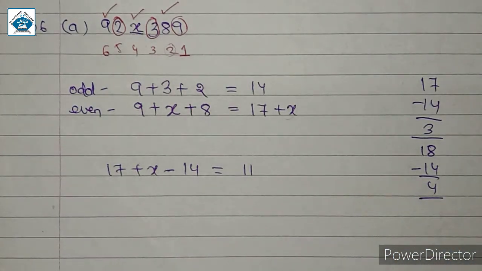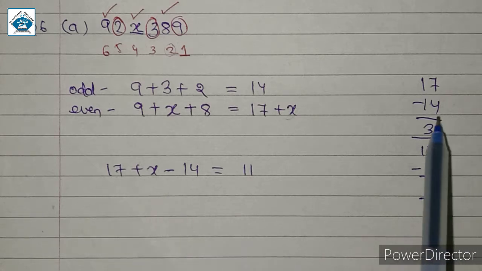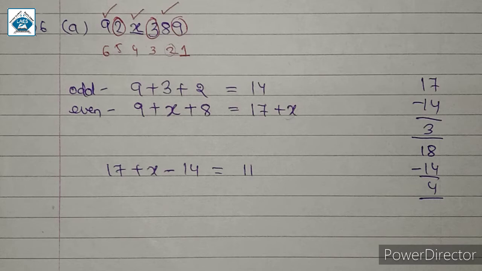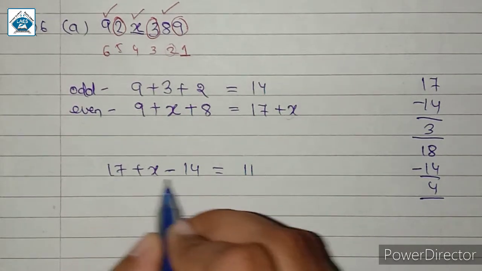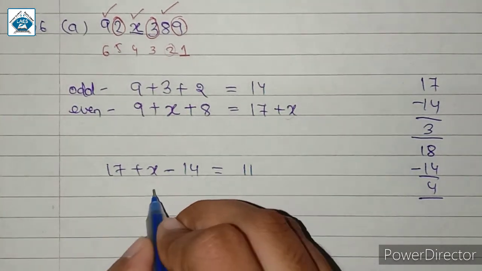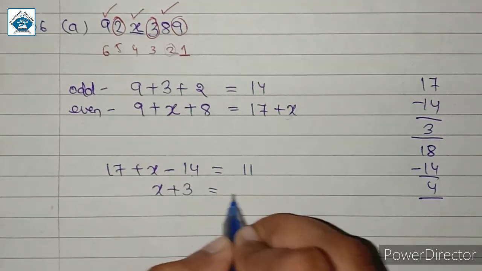closest to 11. So 11 ले लेंगे क्योंकि इन दो नंबर्स को माइनस करके हमें 3 मिल रहा है. So the closest number is 11. 3 से closest number जो 11 से divisible है, that is 11. So here 17 minus 14 we get 3. So x plus 3 should be equal to 11.